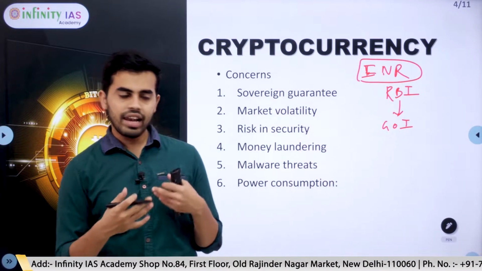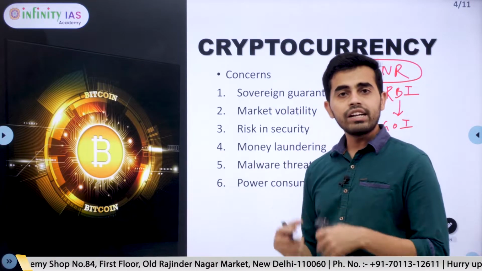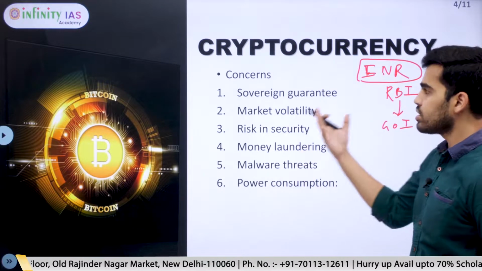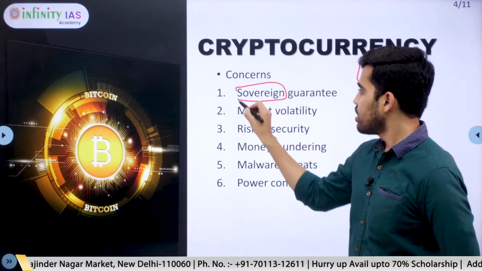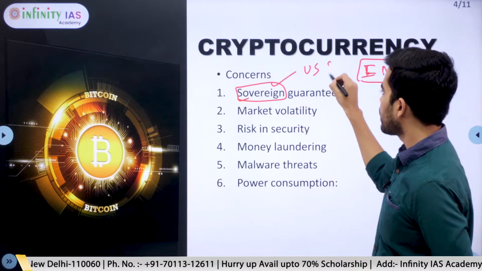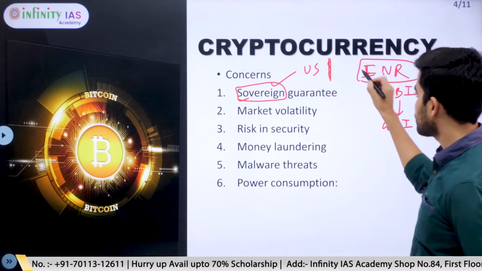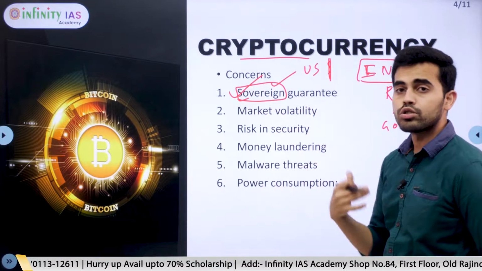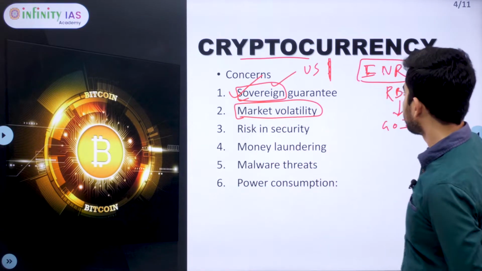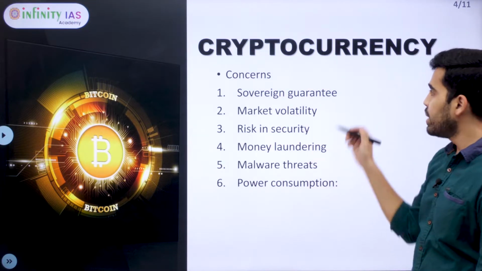The price might fall, like we have already seen, or it might not even be legal tender. Someone might not accept your Bitcoin, or suddenly it might lose all its value. So there is no sovereign guarantee. Sovereign means particularly the country's government. For example, the US dollar has the sovereign guarantee of the US Federal Bank, whereas Bitcoin or cryptocurrency doesn't have such a sovereign guarantee behind it. Next comes market volatility. This is also in the news, where recently we have seen a Bitcoin crash.